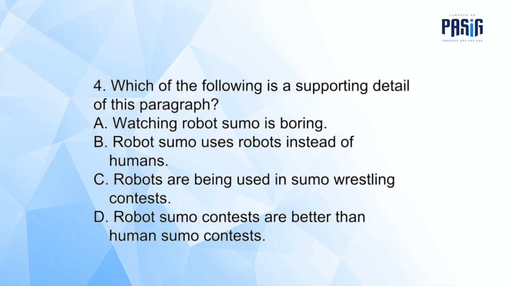Question number 4. Which of the following is a supporting detail of this paragraph? Letter A. Watching robot sumo is boring. Letter B. Robot sumo uses robots instead of humans. Letter C. Robots are being used in sumo wrestling contests. Or letter D. Robot sumo contests are better than human sumo contests.